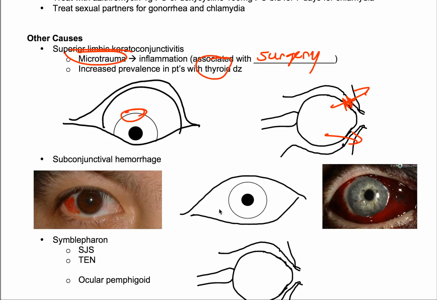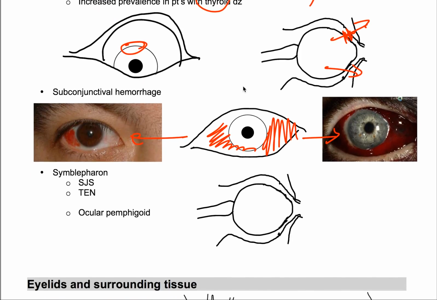Be on the lookout for subconjunctival hemorrhage. This can be just a little bit of blood or a lot, like we see in this picture to the right. In either case, whether it's little or small, this tends to resolve on its own without any extra treatment.